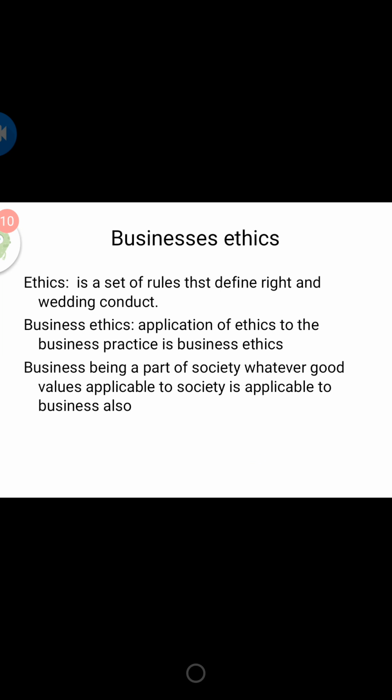So what is business ethics? Business ethics is nothing but the application of ethics into business practice. Business being a part of society, whatever good values are applicable to society are applicable to business also. So business ethics is a specialized study of moral right or wrong in business.